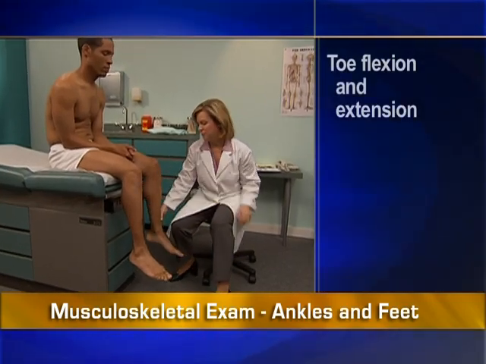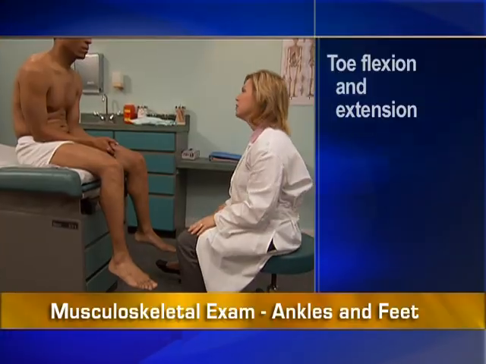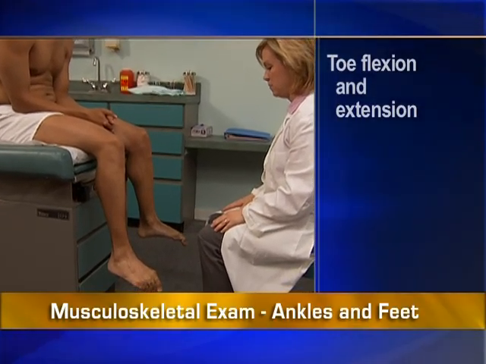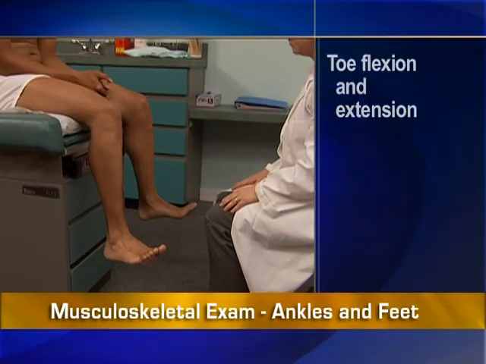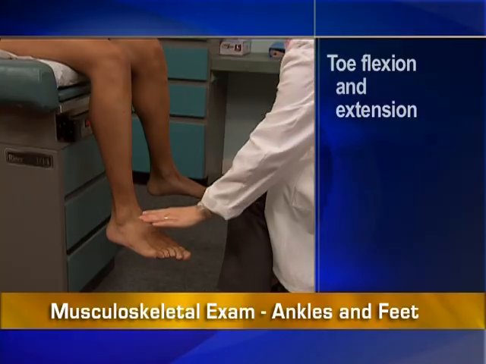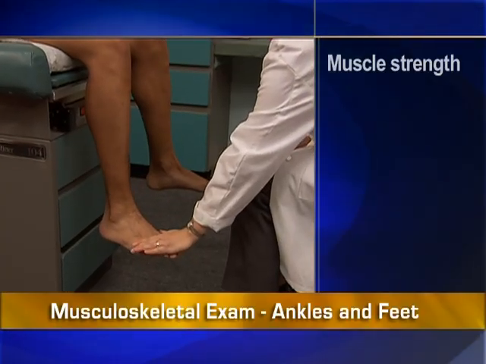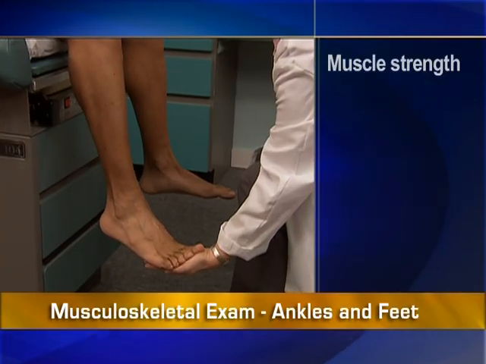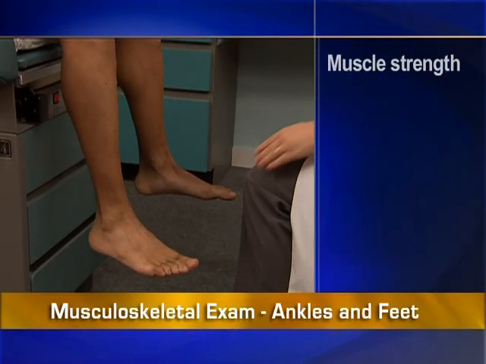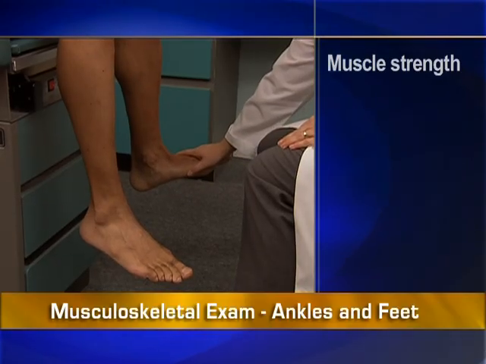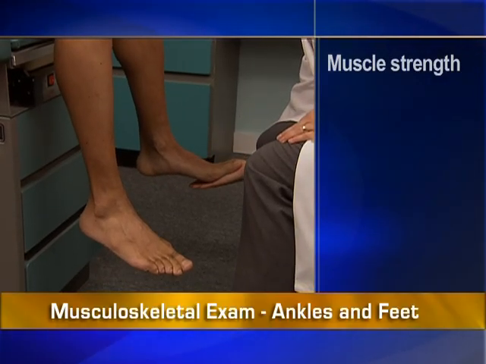Good. Now I'd like you to bend and straighten your toes. Also ask the person to flex and straighten his toes, which he should be able to do. Good. Now push your toes up against my hand. To assess muscle strength, apply resistance as the person dorsiflexes and then plantar flexes his foot. He should be able to overcome your resistance. Good. And down.